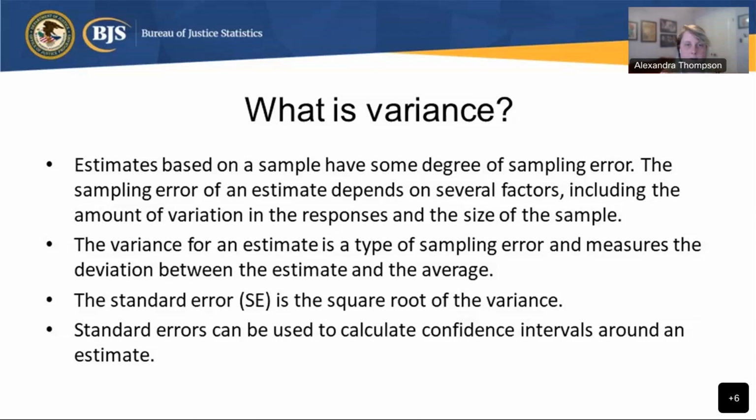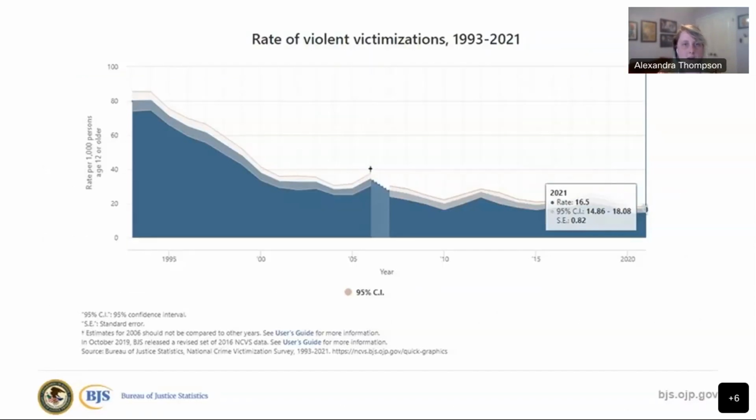And then the standard error, which you may have heard about before, is the square root of the variance. And standard errors can be used to calculate confidence intervals around an estimate. You may have heard of a 95% confidence interval. This is a visual representation of a confidence interval.